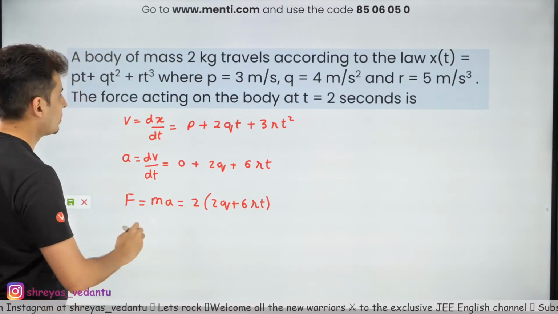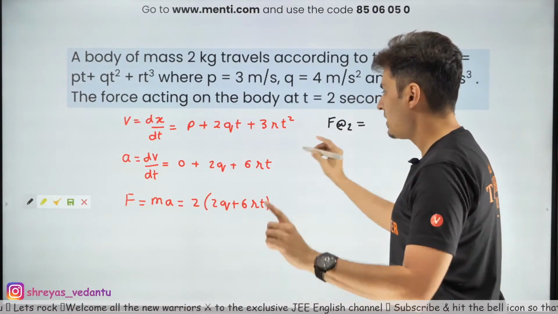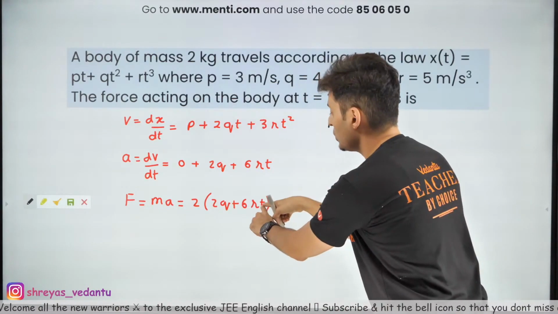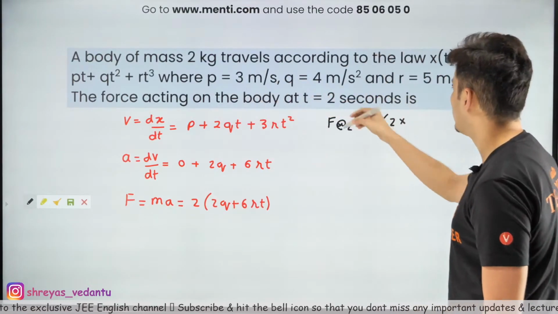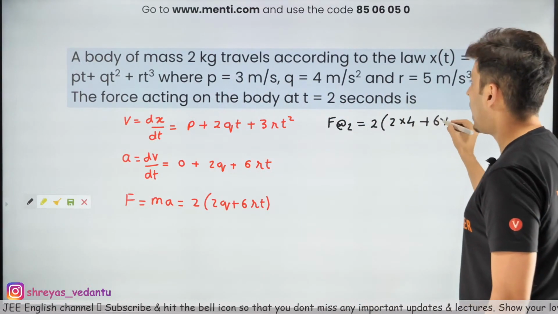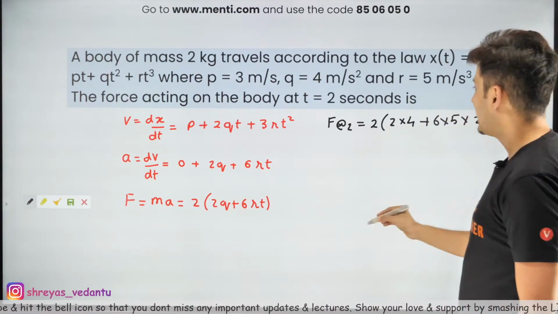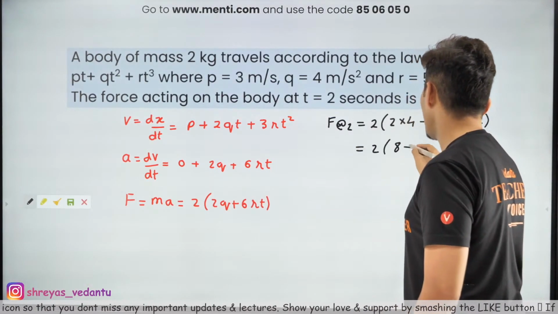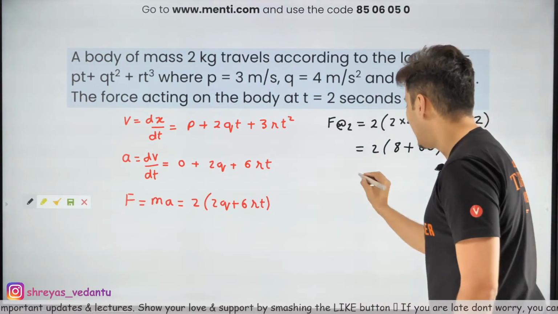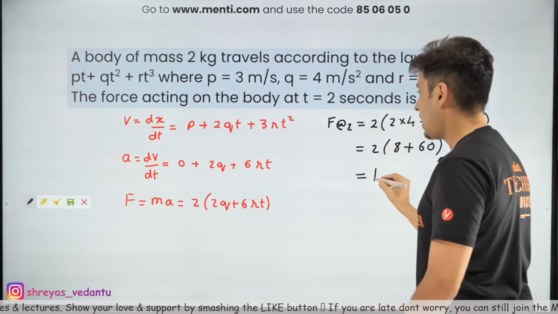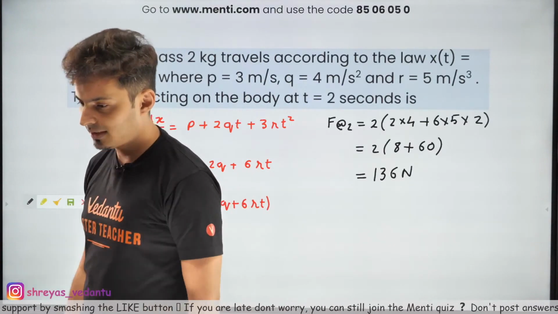Fair enough. But the question says force at 2 seconds. So force at 2 seconds is obtained by substituting time as 2 over here. So I am going to get 2 into 2 into, what is the value of Q? Where is Q? 4. Okay, plus 6 into R is 5 into T is nothing but 2. Interesting. So what am I going to get? 8 plus 5 to 10, 10 into 6, 60, 60 plus 8, 68 into 2, which is 136 Newton. That's the answer. Yeah, got it?